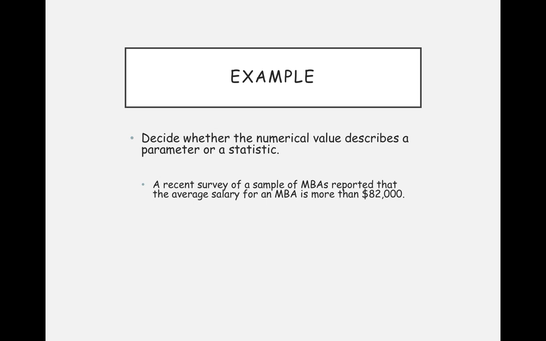So in this case, we're looking at the numerical value. We want to determine whether that $82,000 is a parameter or a statistic. Here they tell us it was a sample of MBAs that had an average salary of $82,000. So that means that this is going to be a statistic because it's describing the sample.